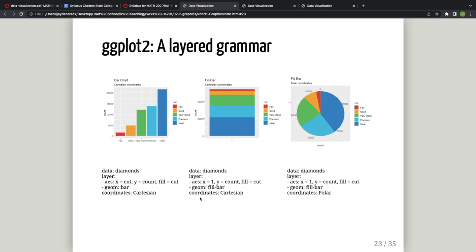Okay. And other types of geoms might be geom point, which is going to be our scatter plots. Geom histogram is going to be another type of bar graph, among others. And then our coordinates again are going to be Cartesian. Okay, so in this one, we actually had the same exact plot, except our coordinates were polar, which again is going to change that into a circle or a pie graph here.